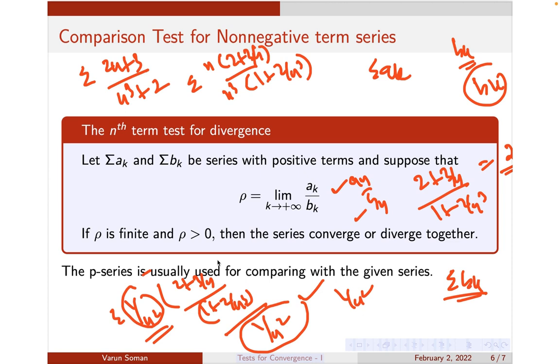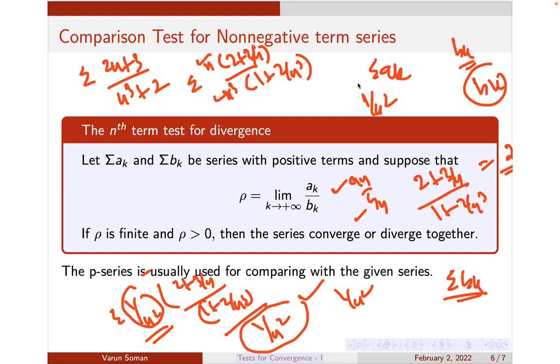Given a series, take the maximum power of n or k, whatever may be. Here I have used n. If you want, you can use k. If the notation is k, take the maximum power of k from the numerator and denominator and look at the effective power. Here the effective power was 1 by n square. The maximum power here was n, here n cube, so effectively you had 1 by n square. So you take the harmonic series as simply 1 by n square.